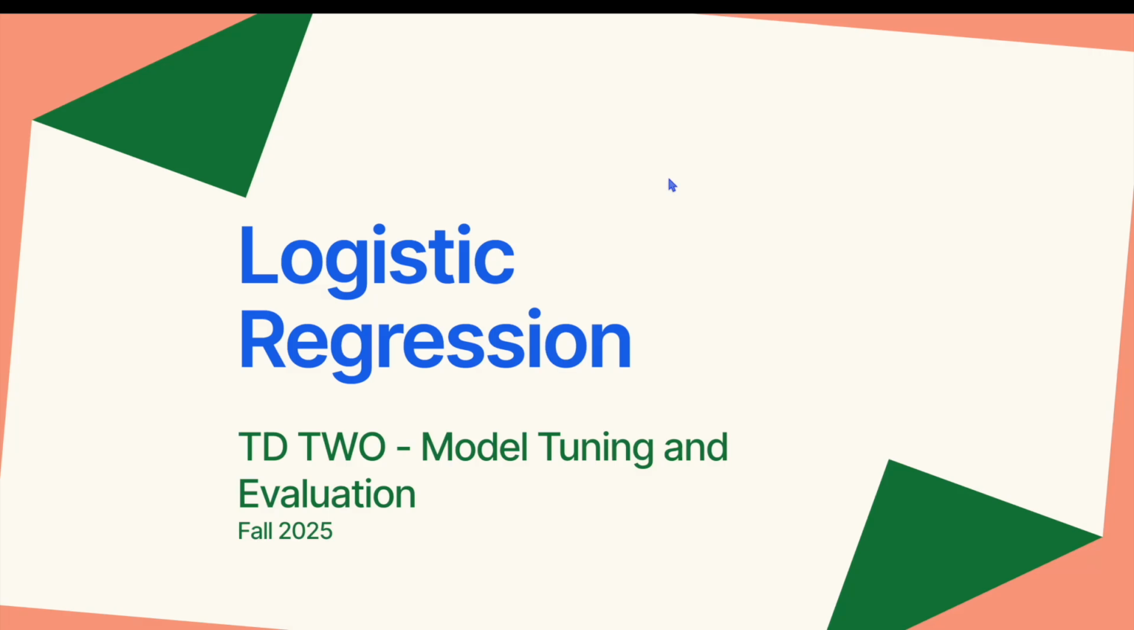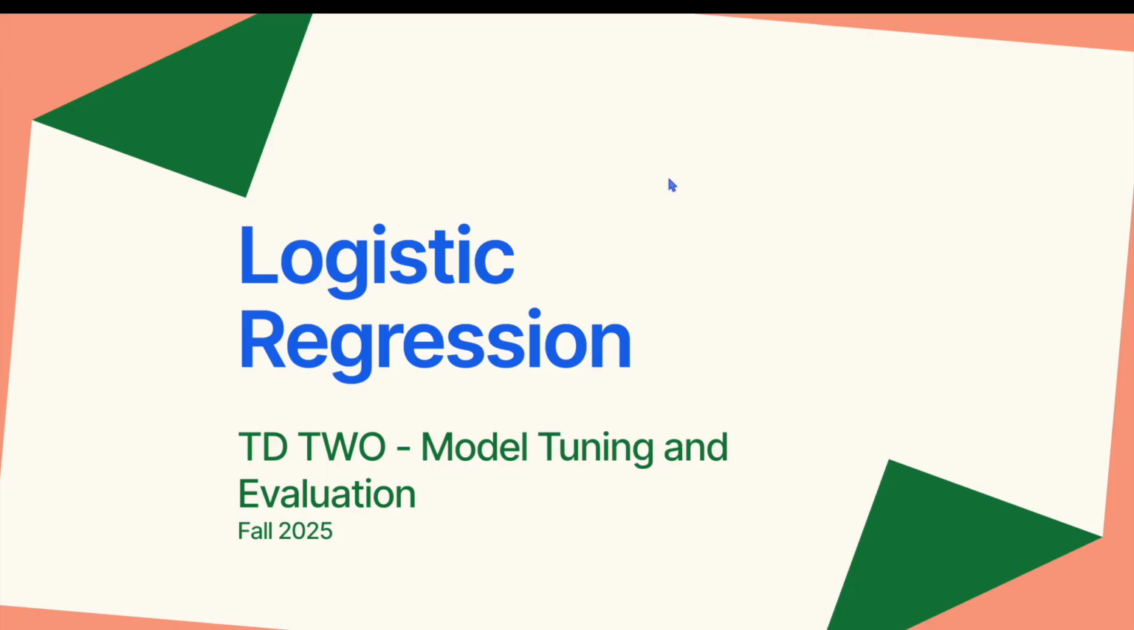In our last lesson, we learned what logistic regression was. We cleaned our data set, encoded the categorical variables, and we made sure that all of our data types were numeric so that the model could process them correctly. Today we're going to build on top of that and take the next step in the modeling process.